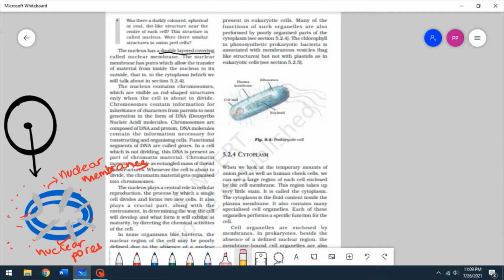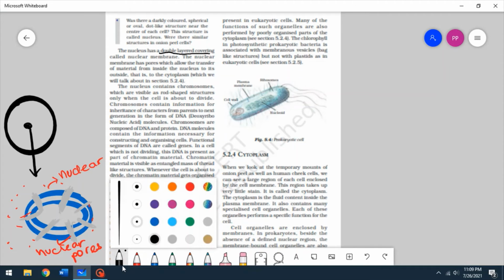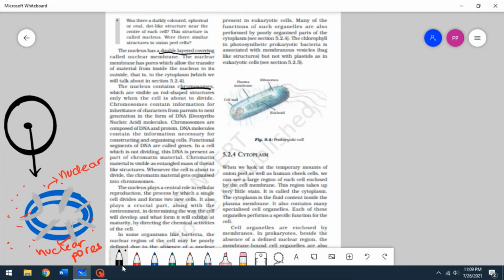Alright, okay. I'm just gonna get rid of this because I want to read what's here. Alright, so the nucleus contains chromosomes which are visible as rod-shaped structures only when the cell is about to divide. Okay, so chromosomes are visible only when the cell is about to divide.